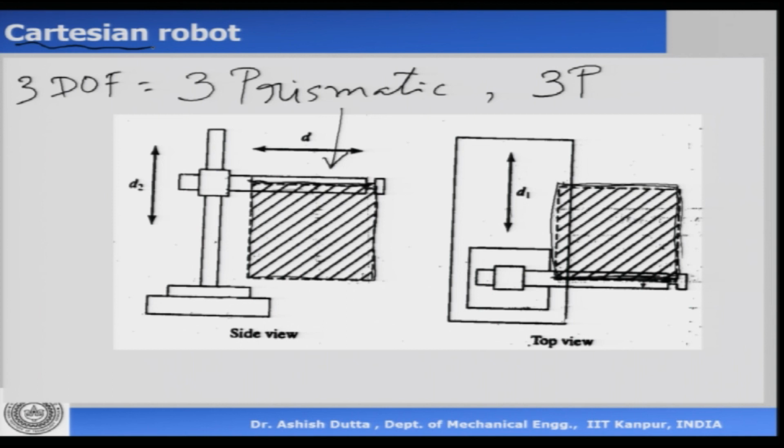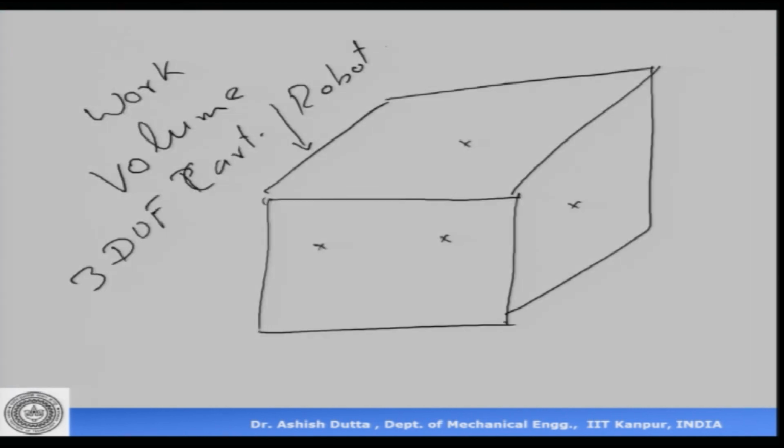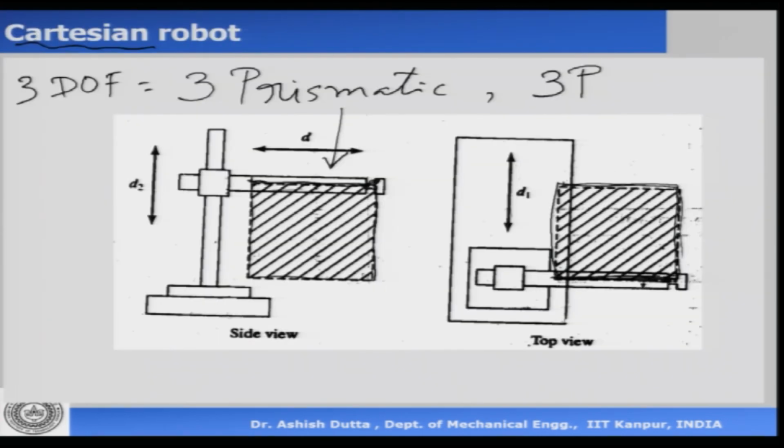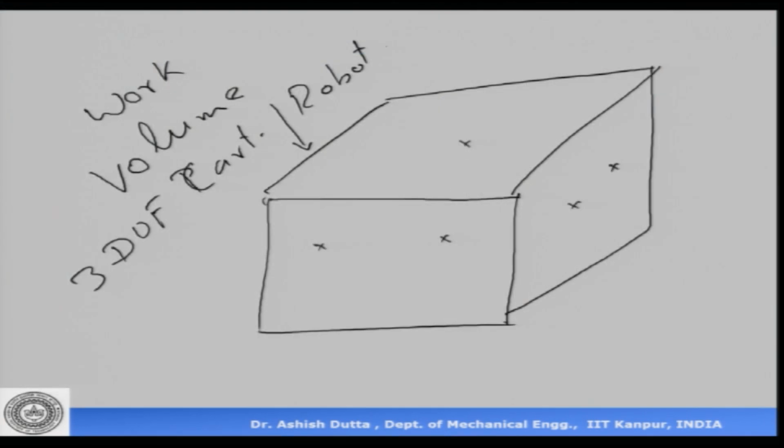And what is important here is the shape of the work volume, which looks like this, and the robot end effector, meaning the gripper or the tool at the end, can go to any point inside the work volume. Okay. So, this is the work volume of a 3 degree of freedom Cartesian robot.